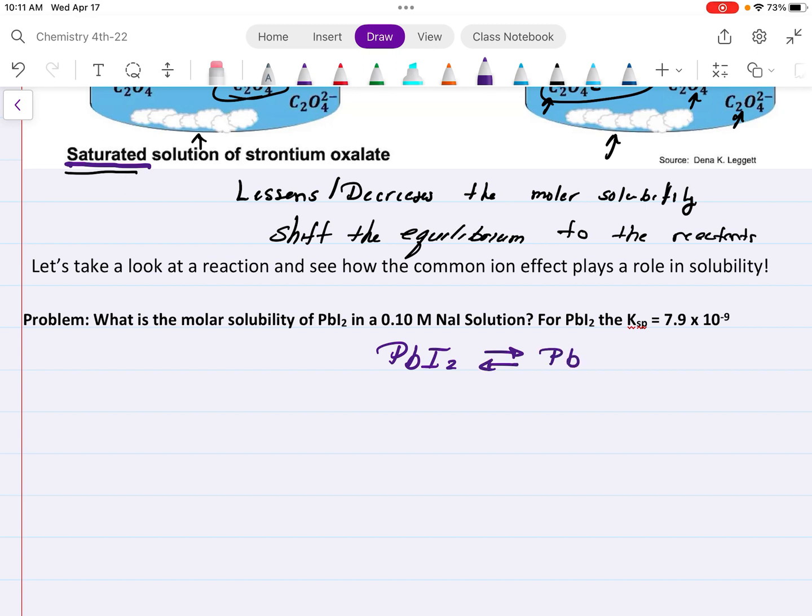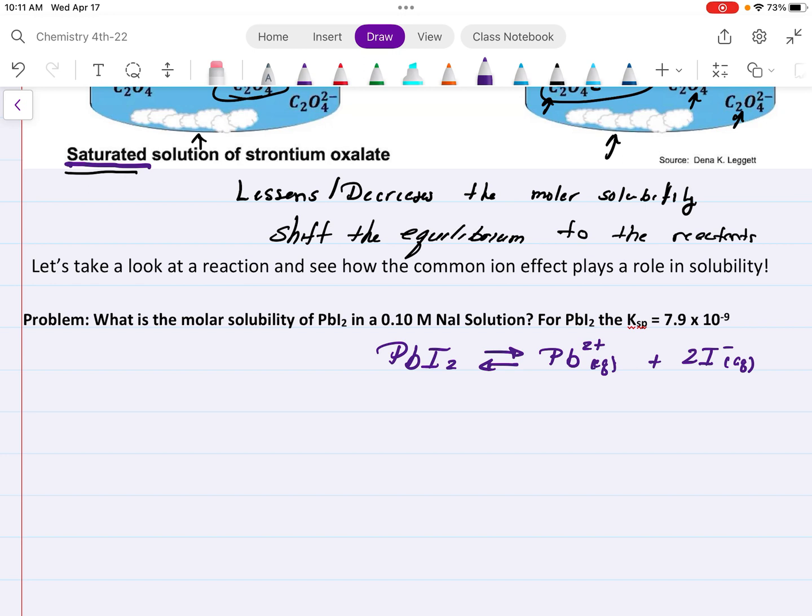So lead iodide, PbI2, is dissolving into Pb2+ in an aqueous environment, plus 2 I-, which is also in solution. Now, remember, we're not decomposing the molecule. We're simply separating the ions. So what that does is it creates iodide ions.